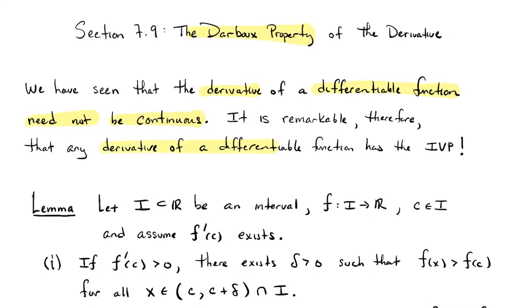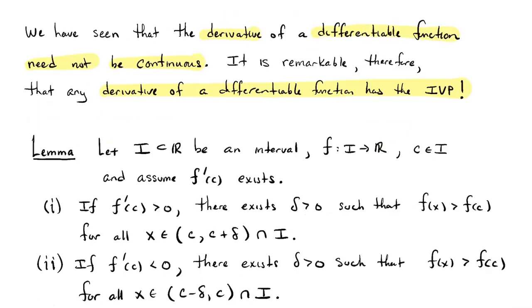Okay, so it's somewhat of a remarkable fact, given that it need not be continuous, that the derivative of a differentiable function does have the intermediate value property. Right? The intermediate value property is a property enjoyed by continuous functions, but what we're going to show here is that it's enjoyed actually by a larger class of functions. It's enjoyed by derivatives, functions that are derivatives of things. And the derivative of a function need not be continuous.